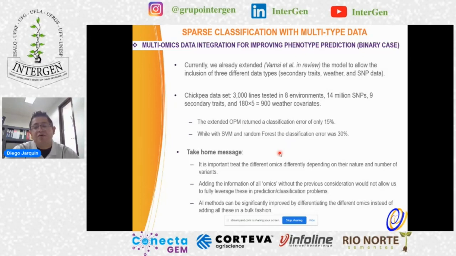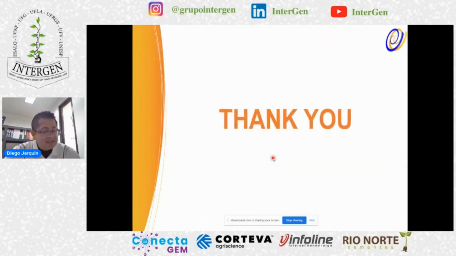Adding information from all omics without previous consideration will not allow us to fully leverage them in prediction and classification problems. And the AI methods can be significantly improved by differentiating the different omics, instead of adding all of this in a bulk fashion. With this, I don't have anything else to show.